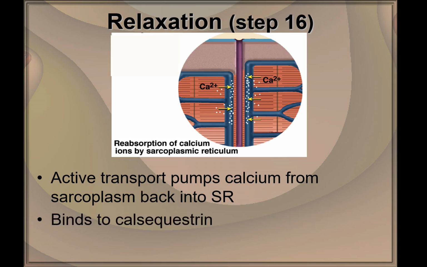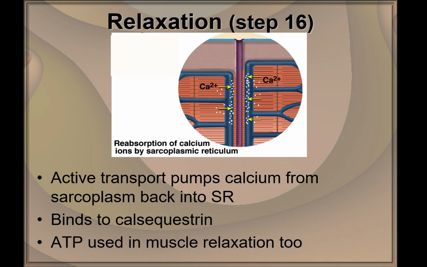So it binds to something called calsequestrin. Think of a sequestered jury. It sequesters, it holds the calcium in the sarcoplasmic reticulum until we open up those channels. So ATP is actually used in muscle relaxation as well.